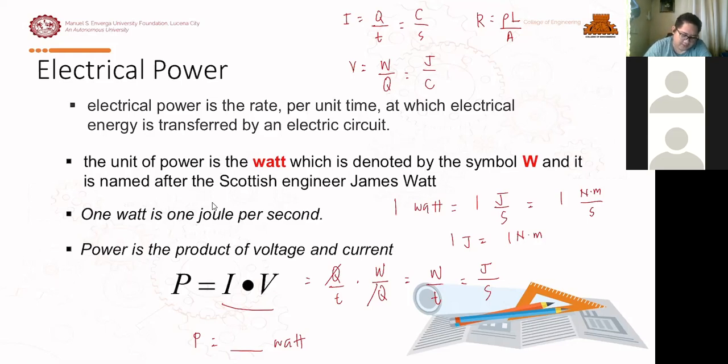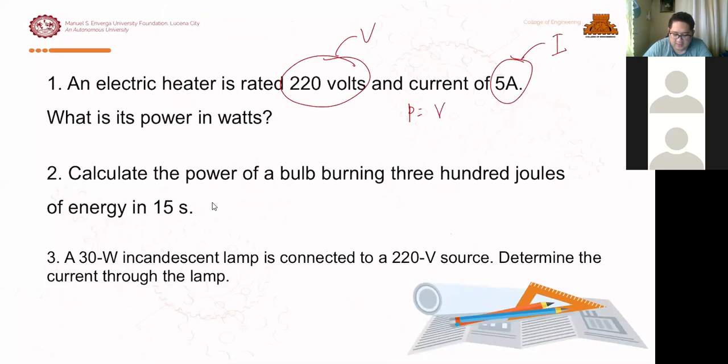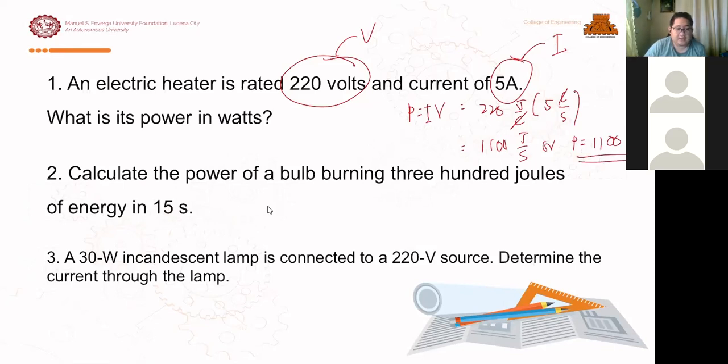So, we need to apply that to certain examples. Okay, so let's try. We have an electric heater rated at 220 volts. So this is its voltage. And a current of 5 amperes. What is the power in watts? So, direct substitution: current times voltage. We have 220 volts, which is joules per coulomb, then 5 amperes, which is 5 coulombs per second. So the joules and coulombs cancel. 220 times 5 is 1,100 joules per second, or we have a power of 1,100 watts. Okay? So that's number 1. Or in other terms, 1.1 kilowatts, as said by Mr. Villosa, is also correct.